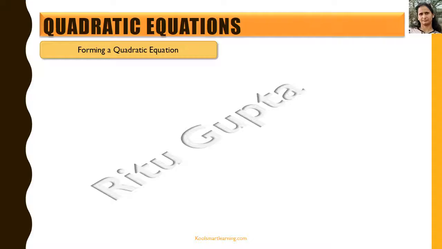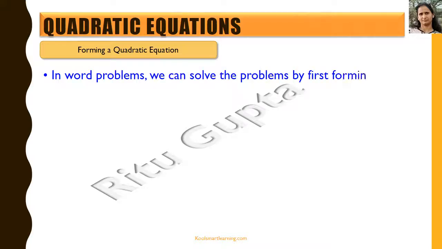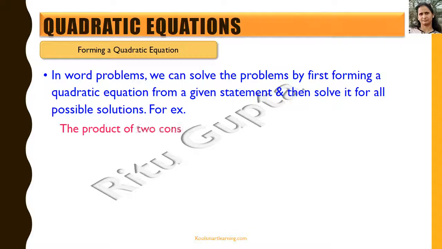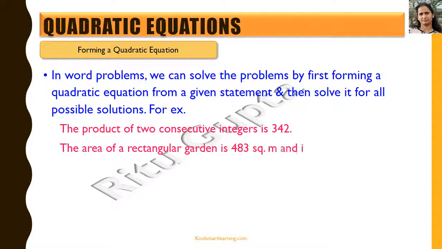Now let's understand how we form a quadratic equation. In word problems, we can solve the problems by first forming a quadratic equation from a given statement and then solving it for all possible solutions. Let's take an example. Say we have: the product of two consecutive integers is 342. The area of a rectangular garden is 483 square meter and its length is 2 meter more than the width.